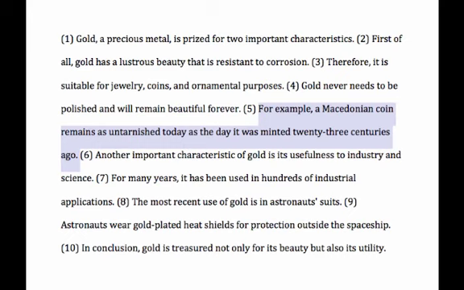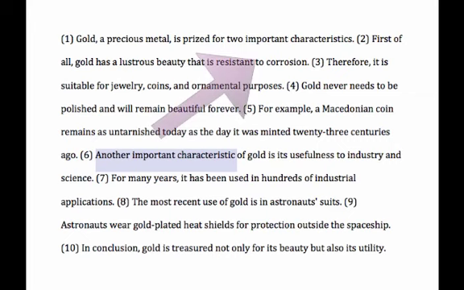Okay, in number 6, the most important thing to notice here, again, is how does the sentence start? Another important characteristic. Notice that this links the vocabulary from the topic sentence to the beginning of this sentence, telling the reader that we've now done with the first idea. We're now on to the second idea. Another important characteristic of gold is its usefulness to industry and science. So this is the second important characteristic.